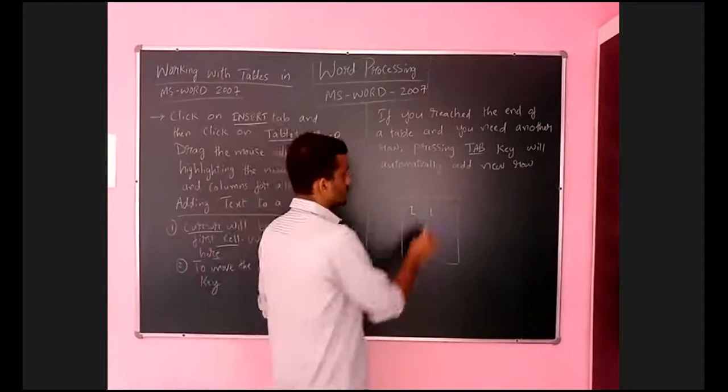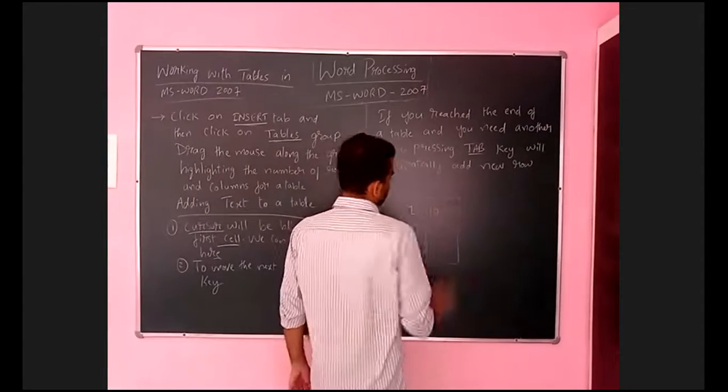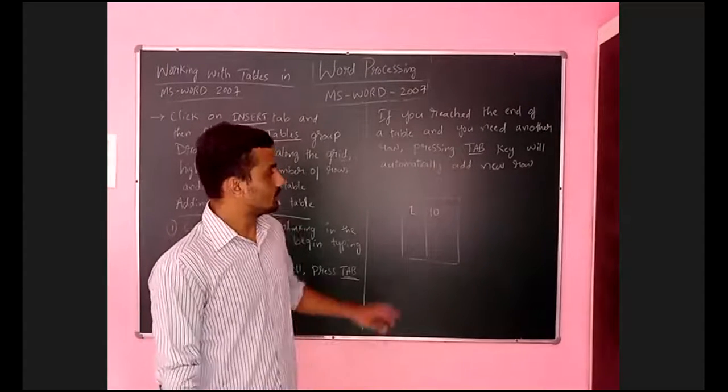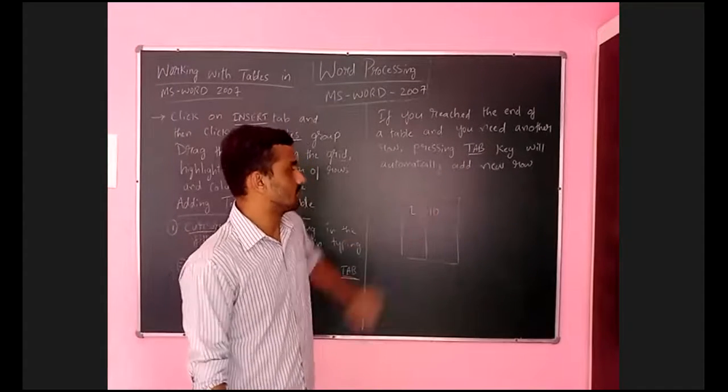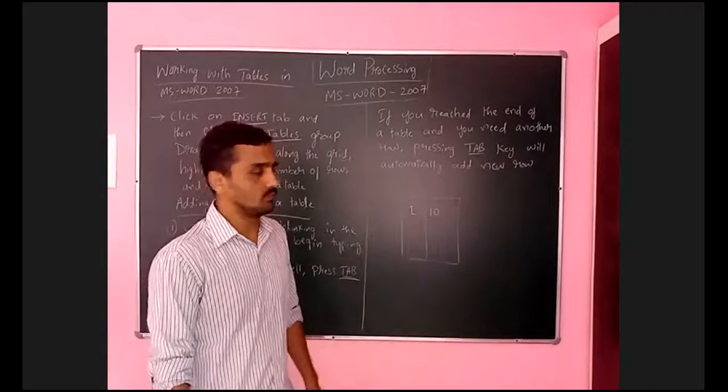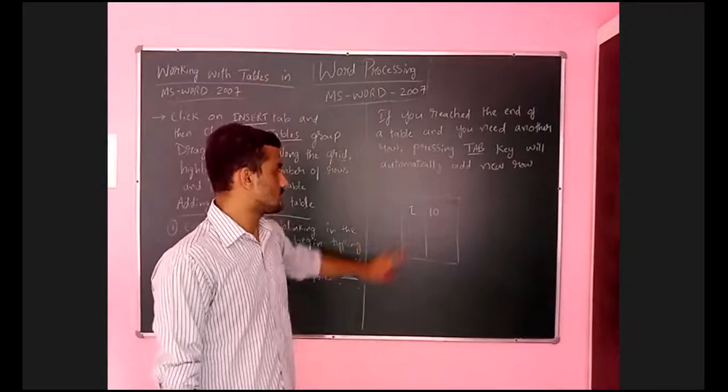Now, suppose I want to enter a value here, say for example 10. Yes, I can enter. Okay. And again, if you press enter, it will start blinking in the same cell. So either with the help of mouse, go to the next cell, or you press tab key. Okay, then we move to the next cell, that is second row, second column.